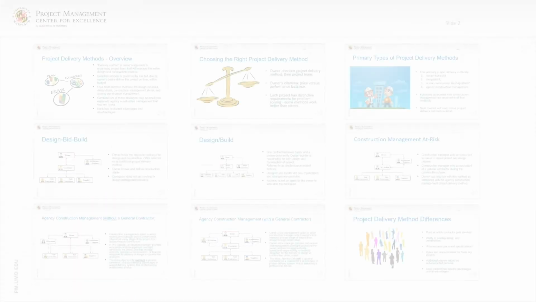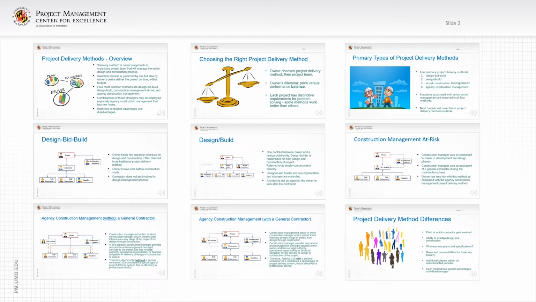Some of the topics we are going to cover is the following: project delivery methods overview, choosing the right project delivery method, the primary types of project delivery methods, and then we'll talk about design, bid, build, one of the methods, design, build, construction management at risk, and agency construction management with a contractor and without a general contractor. And then we'll get into project delivery method differences.